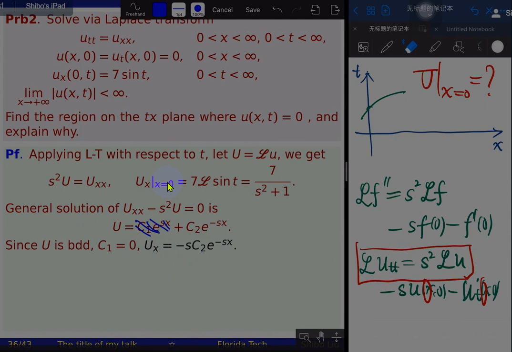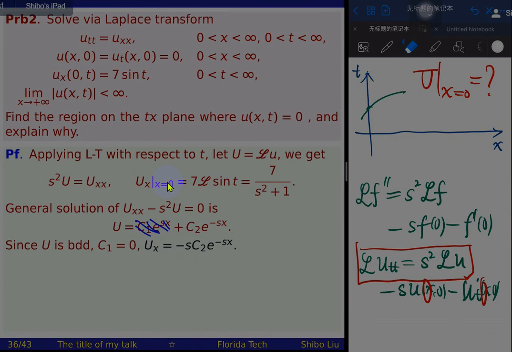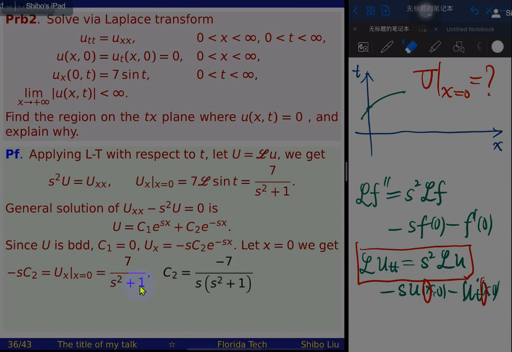Now using the initial condition, let x equal to 0. The right hand side of the expression of capital U_x is just minus s C2. But we also know that when x equals 0, U_x equals 7 divided by s squared plus 1. So we see that minus s C2 equals 7 over s squared plus 1. So from this we can solve C2. C2 is given by this formula.